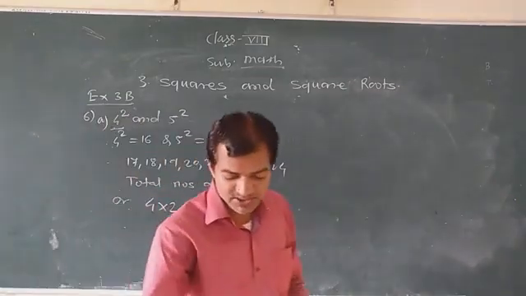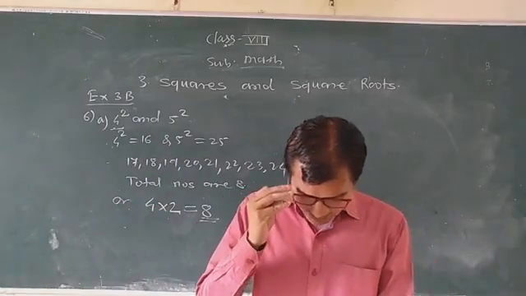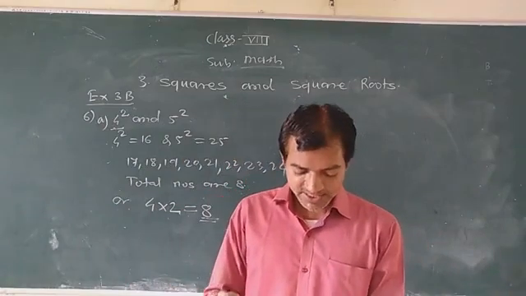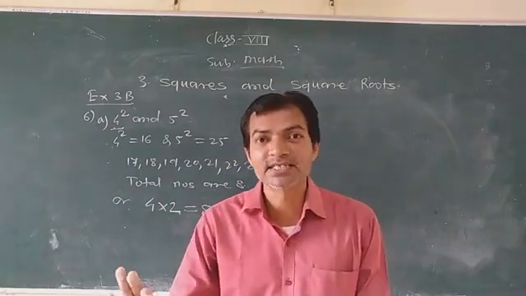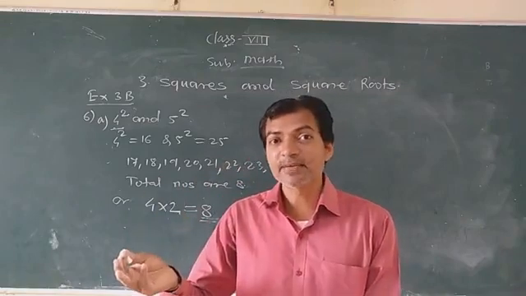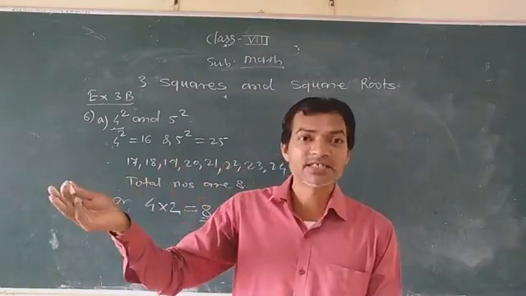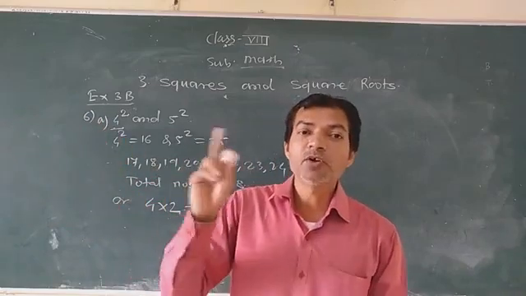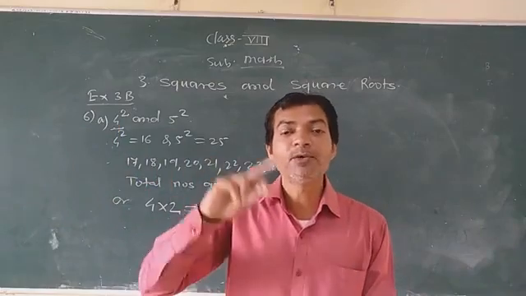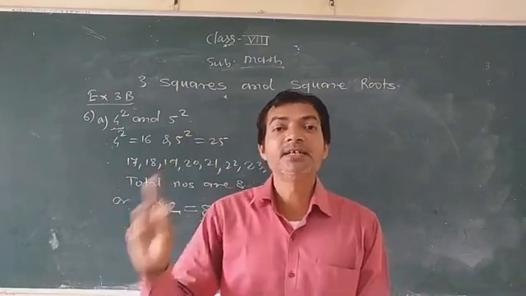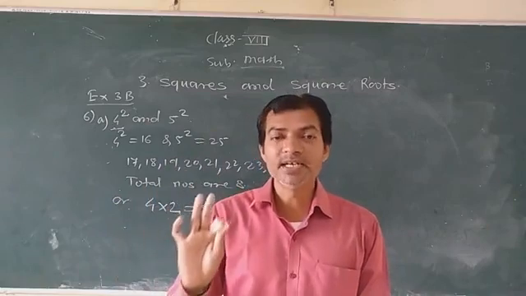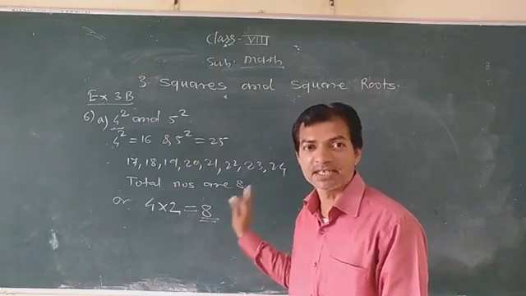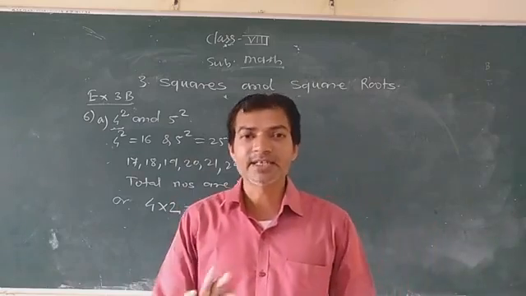Now see the next question: State the number of numbers between 15 square and 16 square. No need to find 15 square and 16 square and then count how many numbers are there. The smallest number is 15, so multiply 15 by 2. 15 twos are 30. There are 30 numbers. So directly you can write 15 into 2 is equal to 30 numbers. Understood?